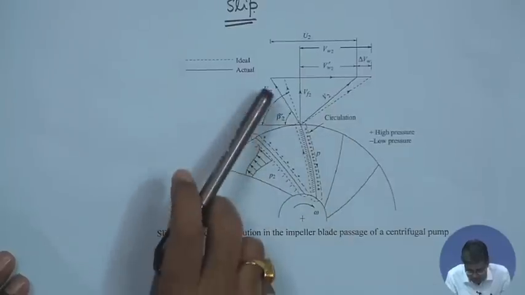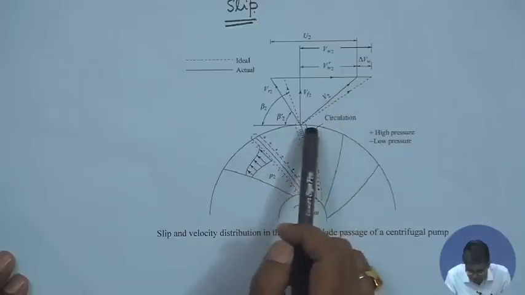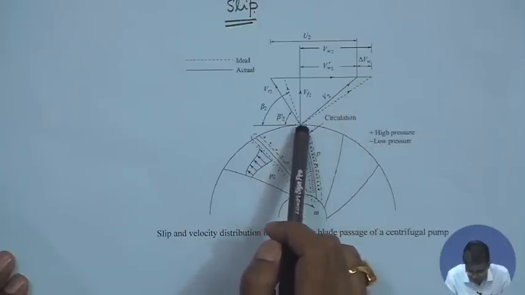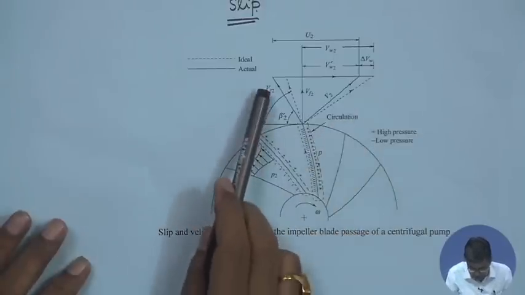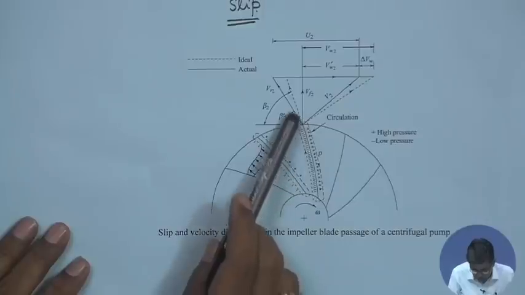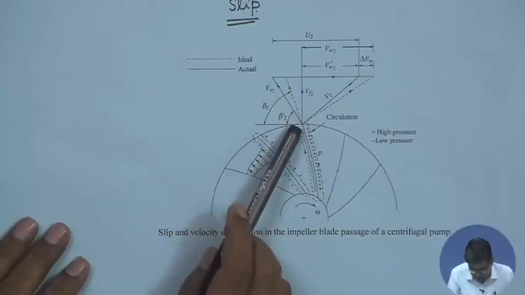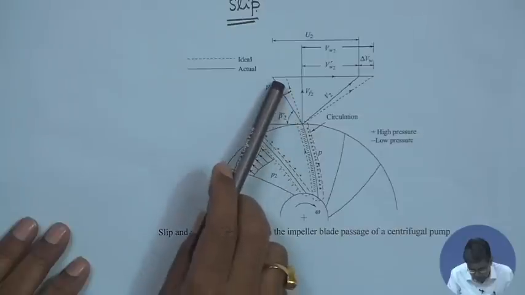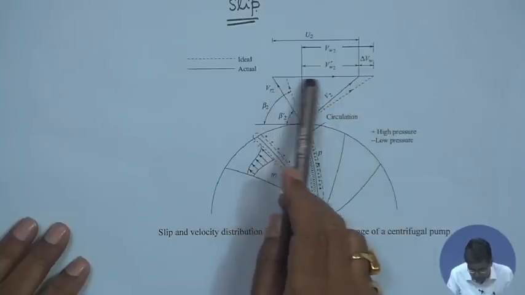Now, first of all, we see the dotted line, that means the triangle with dotted line. So, this is the VR2. Carefully see that this is the VR2 which is being aligned with the blade angle at the outlet, impeller blade angle at the outlet. This is obviously your V2 and this is your U2.